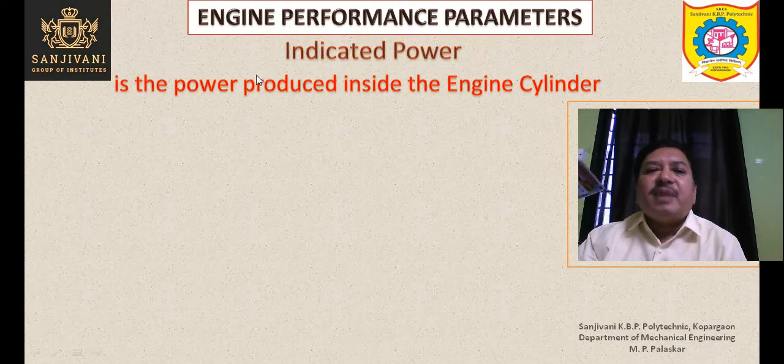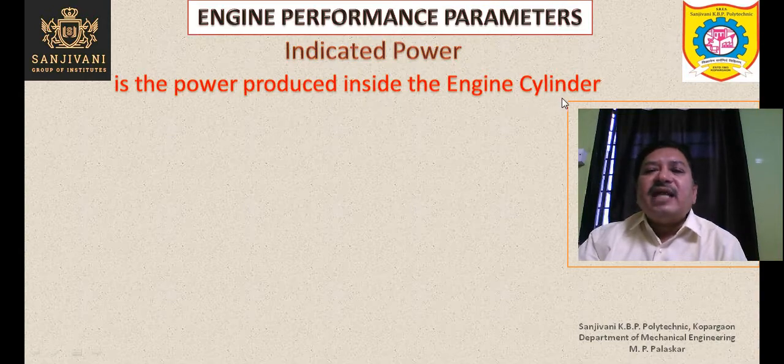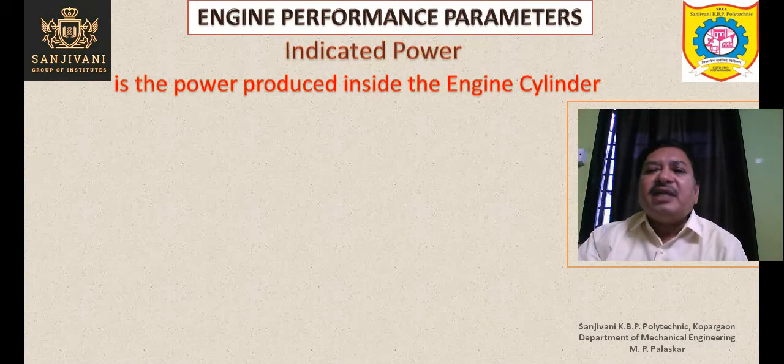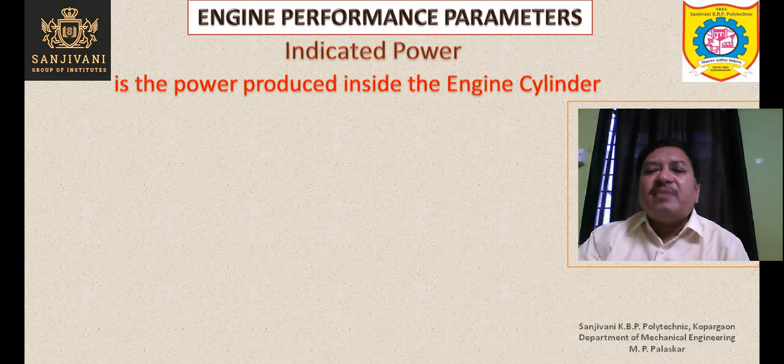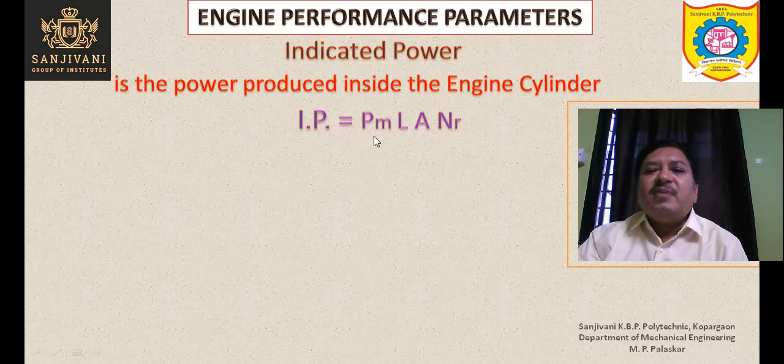What is indicated power? Indicated power is the power produced inside the engine cylinder due to the combustion of the fuel. We know that the combustion of the fuel takes place inside the engine cylinder. Due to that, some power is produced inside the engine cylinder. That power is called the indicated power. Mathematically, indicated power is denoted as IP. It is given by this equation.